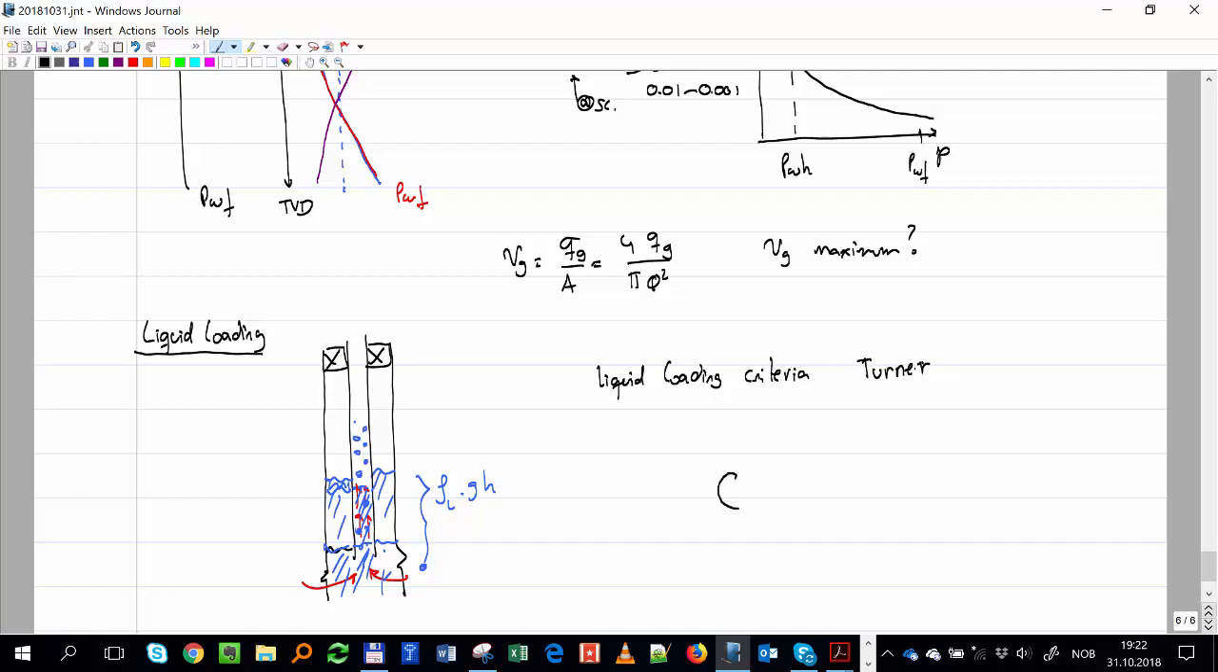But actually he said, well, if we look at a droplet, just a droplet of liquid, the droplet will have a few forces acting on it. One of them is the drag force caused by the gas flowing around it. It's like when you put your hand out of the window in a car and you feel some resistance pulling you out. That is the force.